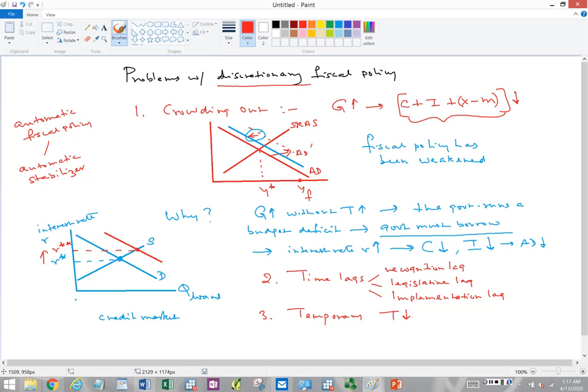Right? So if the taxes go down temporarily, this may not cause the necessary increase in consumption spending that the government was hoping for. Right? So if fiscal policy is viewed as temporary, this may not have as big an impact as when fiscal policy is viewed as a permanent change.